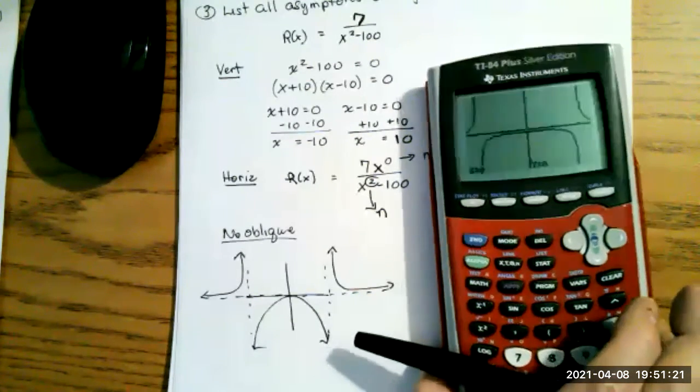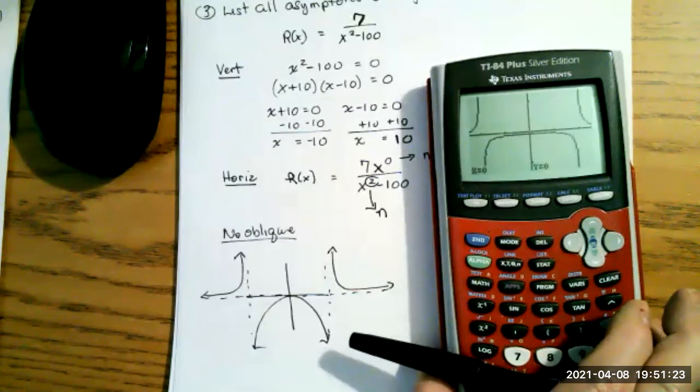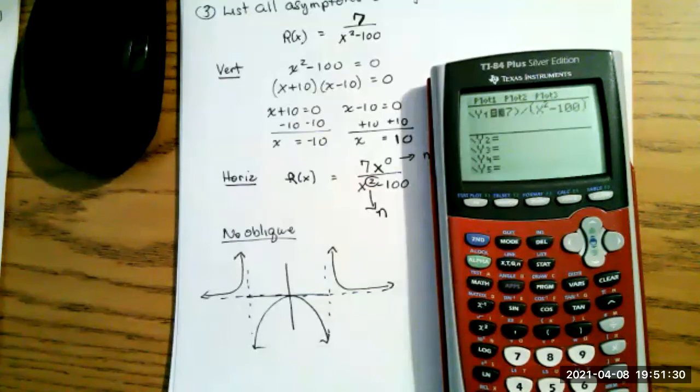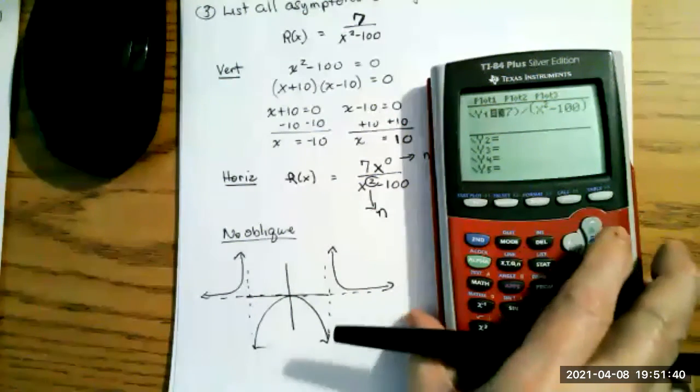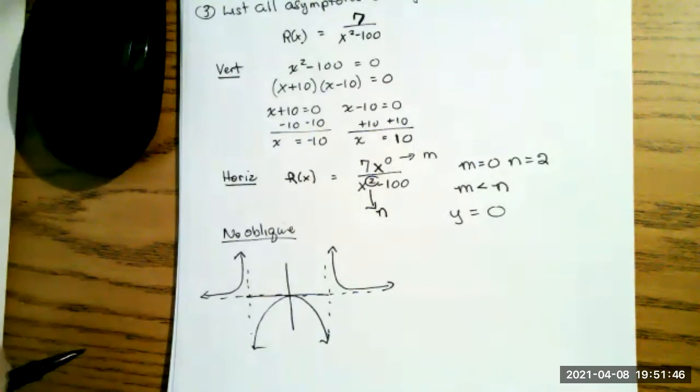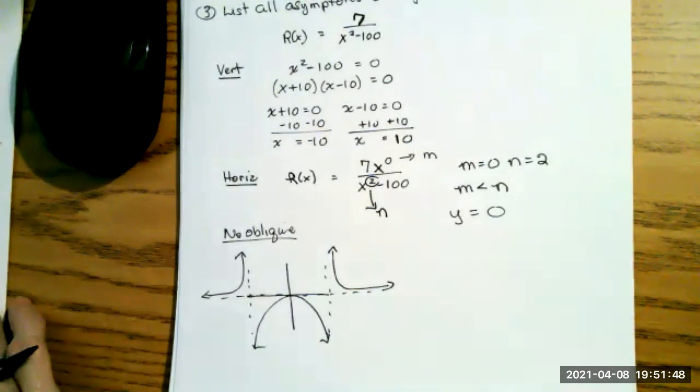Did you put the graph in parentheses? I did. I put parentheses around the 7 and parentheses around the x squared minus 100. Okay. All right. So that's number 3. That's all you had to do. You didn't have to do all the other things it's asking for.